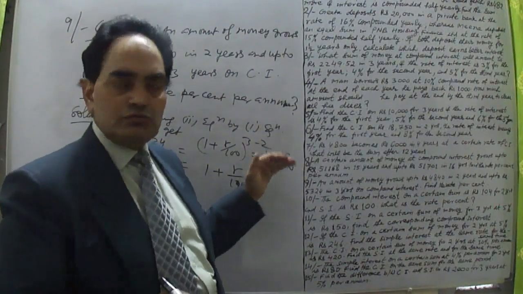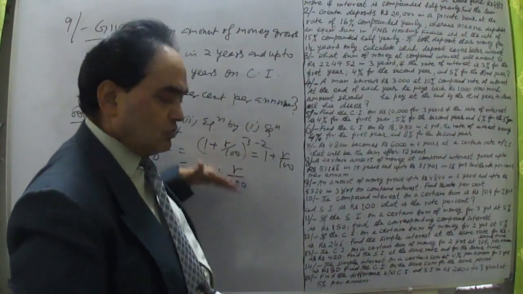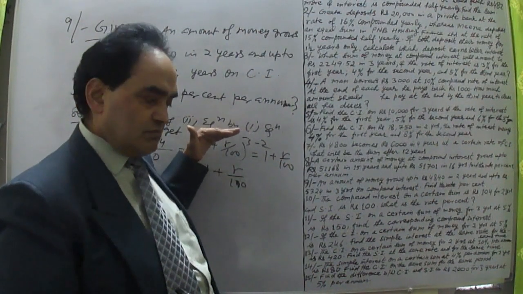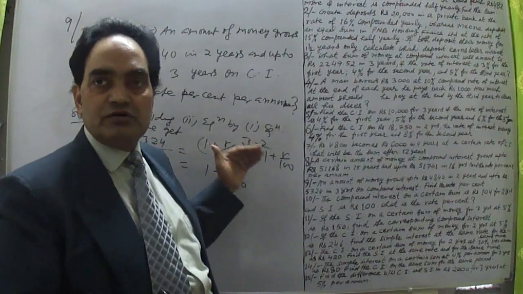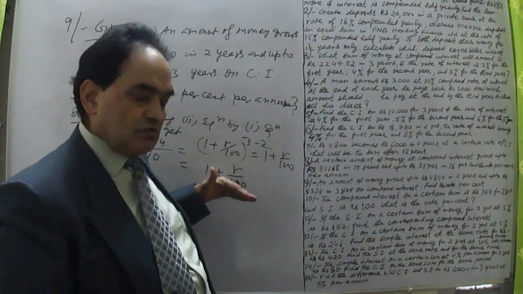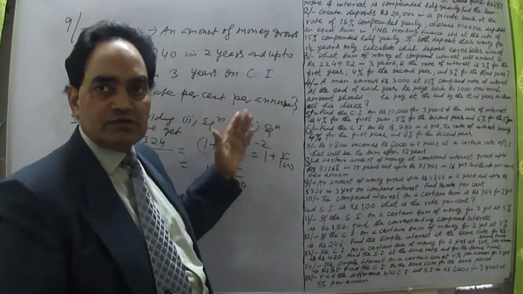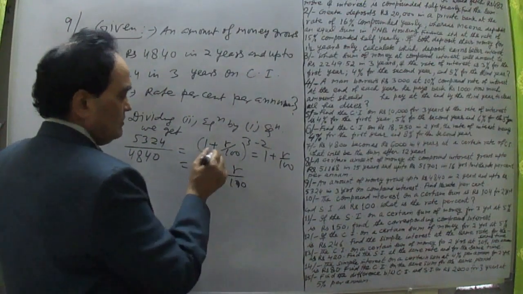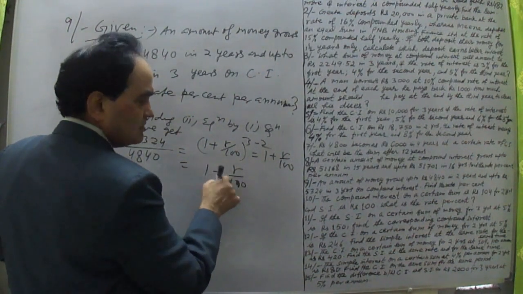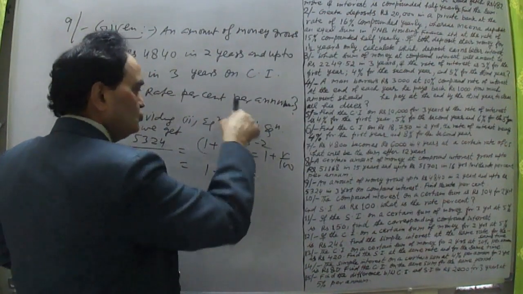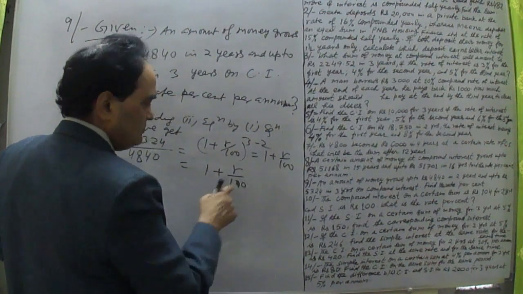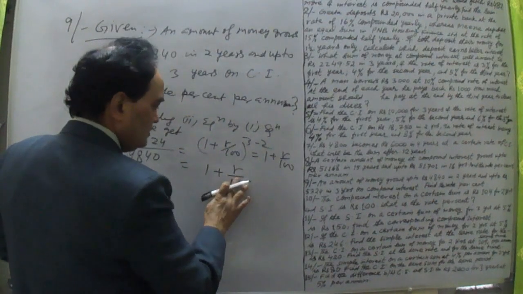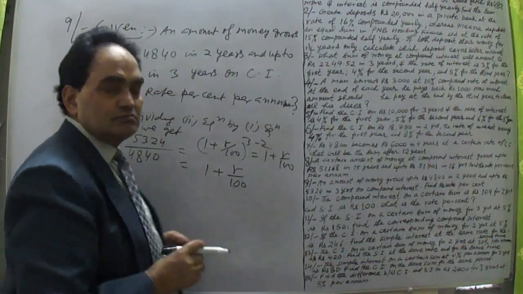Why this minus 2? Because in the denominator we were having 1 plus r upon 100 whole power 2. So when the bases are same in numerator and denominator, then the power of the denominator comes in the numerator with subtraction sign. There is 3 minus 2 here. Just try to understand. This 2 will come in the numerator with subtraction sign. This is 3 minus 2, 1 power, that is 1 plus r upon 100 only. Okay, now we can solve it for r.